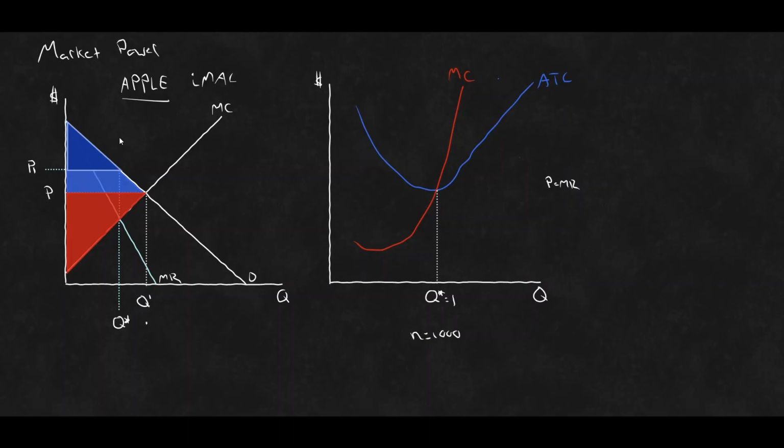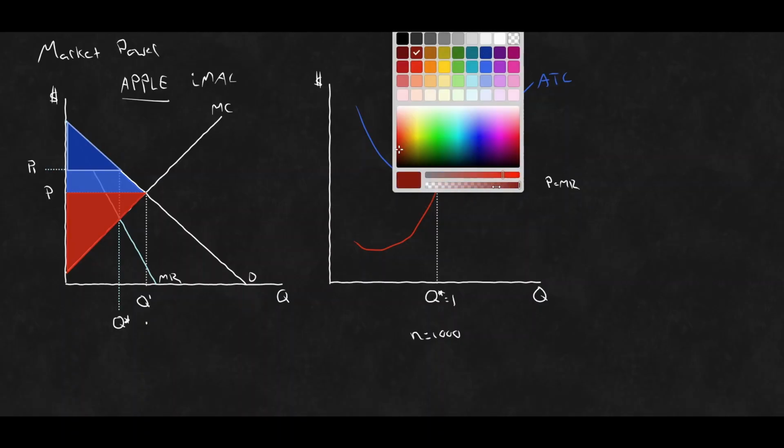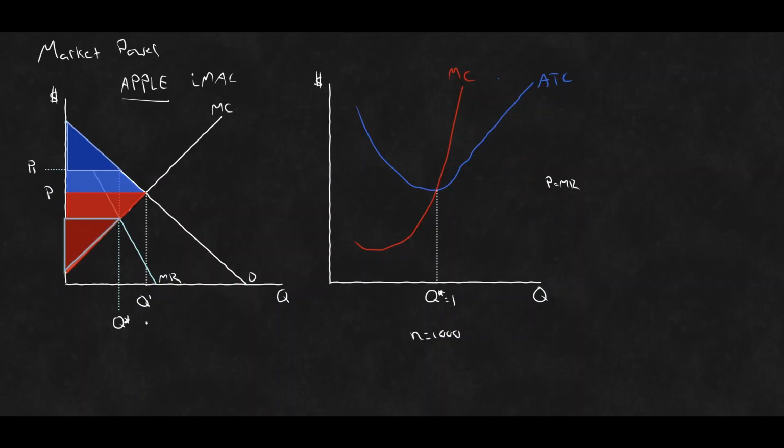What's happening to the producer? Well, from the producer perspective, again, let's go back to red. We'll go a little bit darker. From the producer's perspective, they're getting this bit. So they're getting that triangle. And then they're also getting that rectangle now, right?